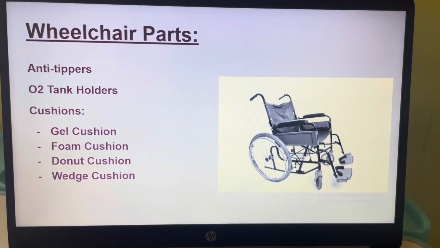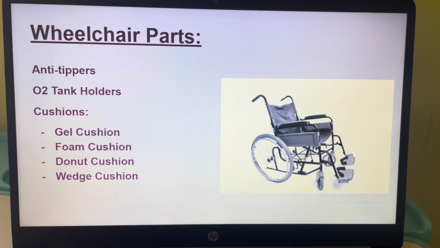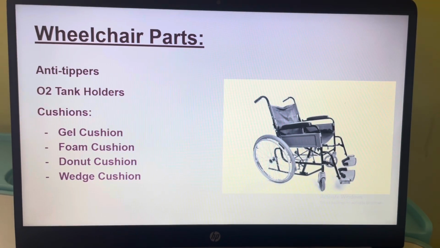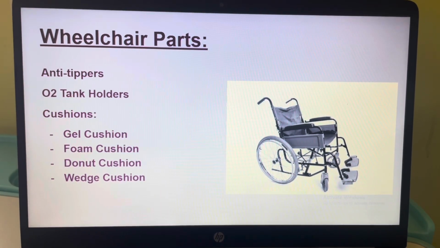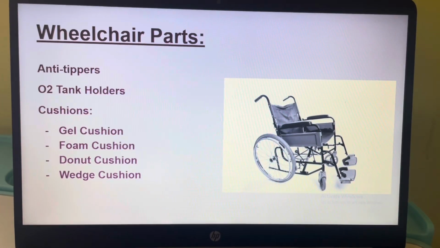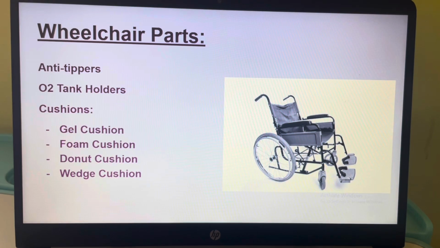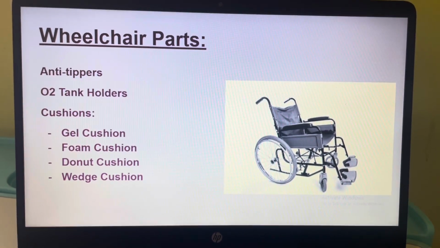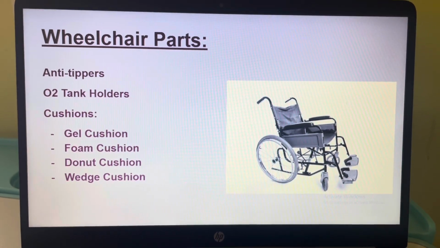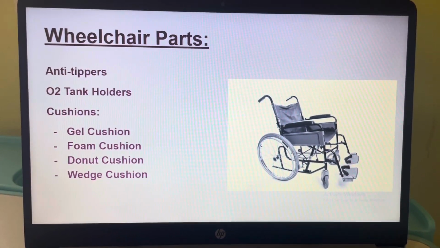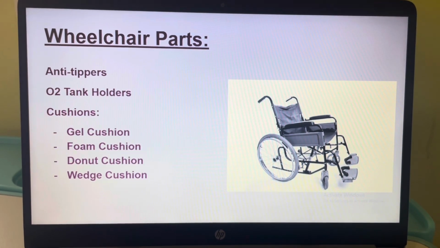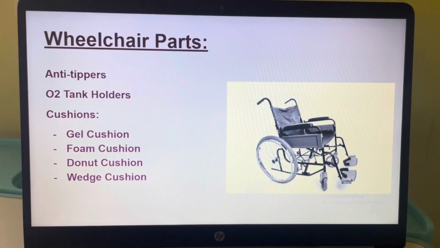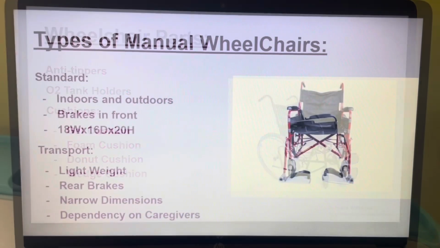The wedge cushion is recommended for people who have tendency to slide forward in the wheelchair in order to minimize the risk of falling. Due to the extra elevation in a wedge cushion, it's hard for someone to stand up from a chair. It could be helpful in situations when a patient is weak with poor balance and is trying to stand up from the chair, which could increase the risk of falling.